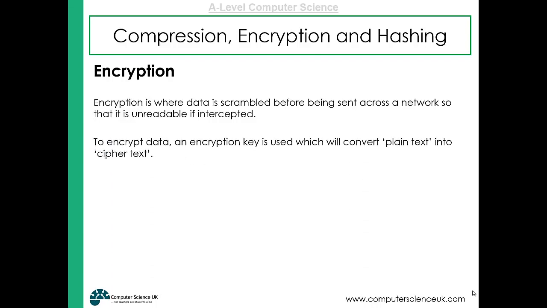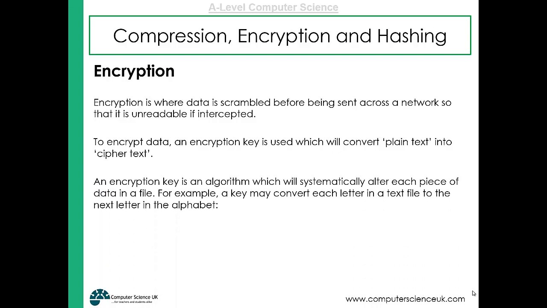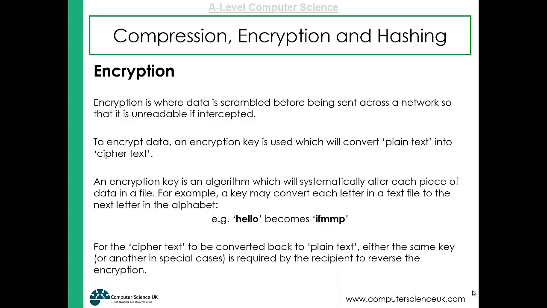To encrypt data, an encryption key is used that will convert plain text into ciphertext, and an encryption key is an algorithm which will systematically alter each piece of data in a file. So a key might convert each letter in a text file to the next letter in the alphabet, and there's an example of that. For the ciphertext to be converted back to plain text, either the same key or another in special cases is required by the recipient to reverse the encryption. So that's encryption, scrambling data before it's sent across a network so that if it is intercepted, it can't be read.